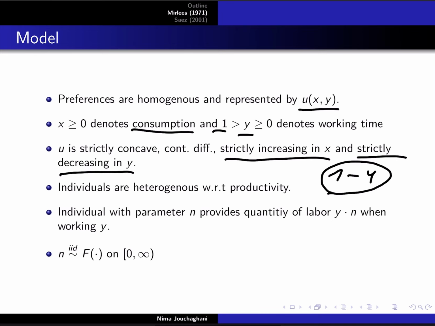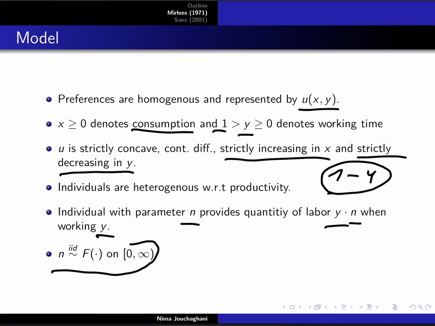So individuals are heterogeneous with respect to productivity. This is what I mentioned before. This is the only source of heterogeneity that we have. So how is he modeling this? He considers that an individual with parameter n provides quantity of labor y times n when he's working y. A consequence of this is that the higher n is, the more labor can be supplied by an individual, fixing y. So think of n as a productivity parameter, and the higher n, the more this person can supply with respect to labor when fixing his working time.